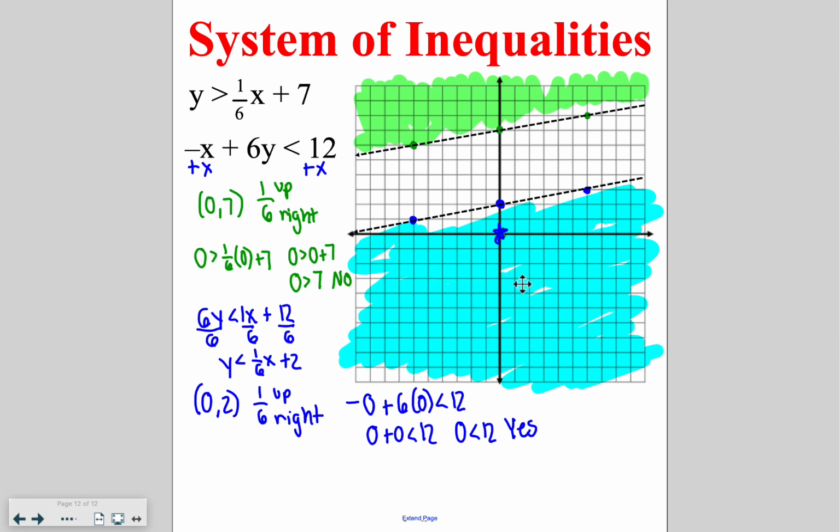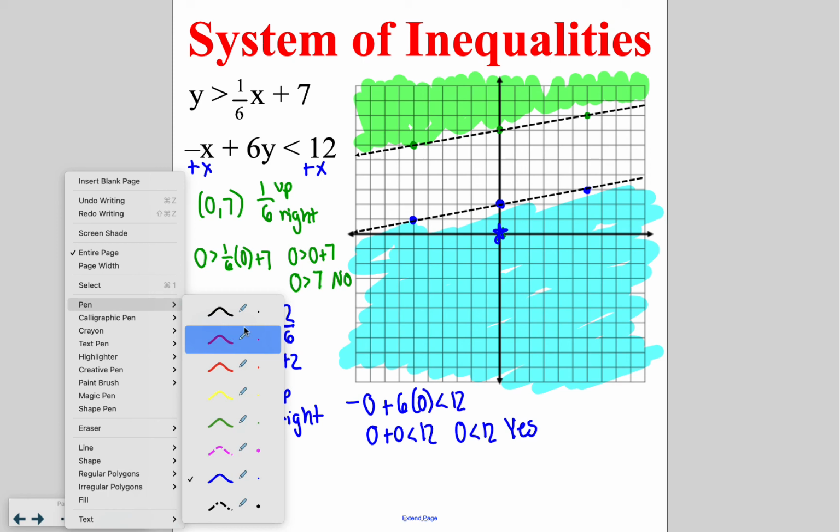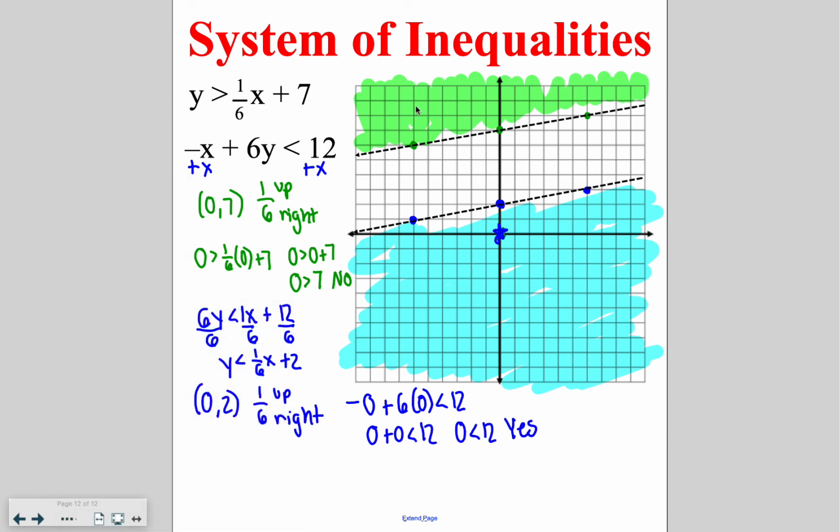As you will notice now, there is no overlap between these two shaded areas. So the points that work for the first equation have nothing in common with the points that are shaded for the second equation. Since there are no common points, this would be an example of a no solutions inequality. So there is nothing that works for both of these inequalities.